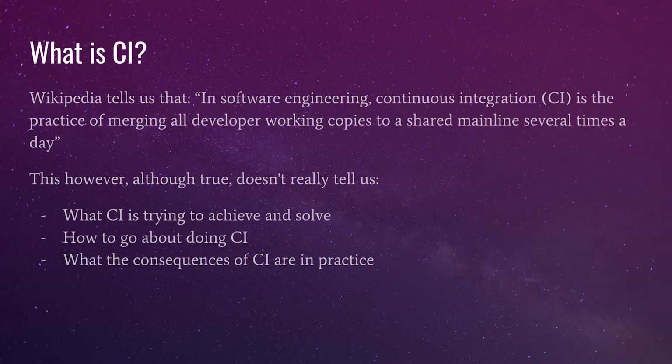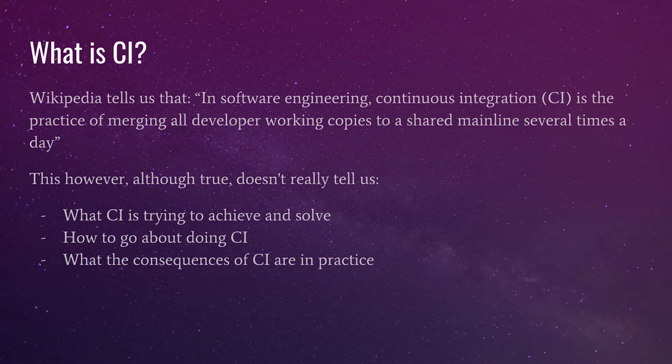So let's get started. What is continuous integration? Well, if you were to go to Wikipedia and look at the definition there, you'd see that it says, in software engineering, continuous integration is the practice of merging all developer working copies to a shared mainline several times a day. And it's true, but that's also pretty incomprehensible if you haven't heard of CI before, and it doesn't really tell us a lot of things.